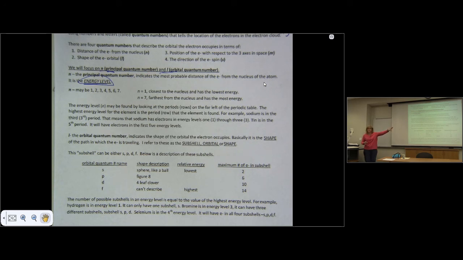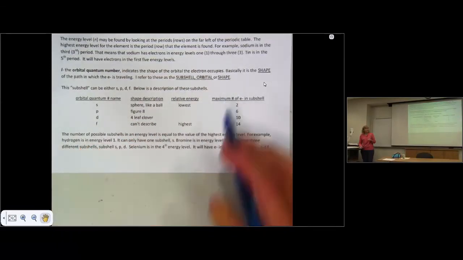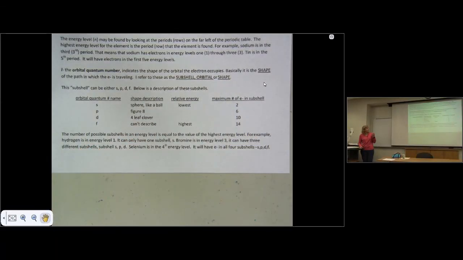period that it's in. So we've got a little bit of knowledge now on where these electrons are, but we have to find out what are they doing. So they're this far from the nucleus, but how many are there and what are they doing? That's the question now. And that is answered with the orbital quantum number. The orbital quantum number indicates the shape that the electron is traveling in, basically. It's the path that the electron is traveling in. I will call it mostly subshell.